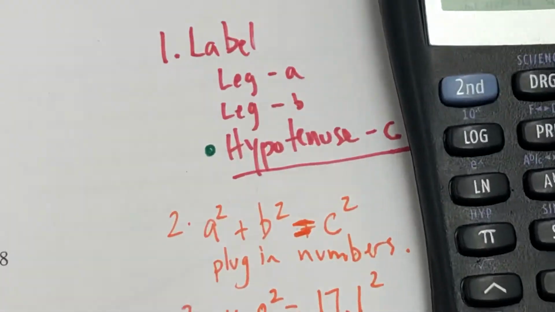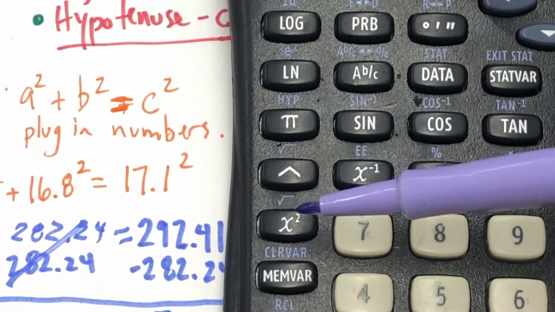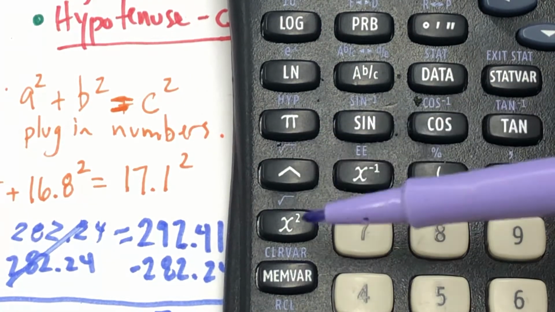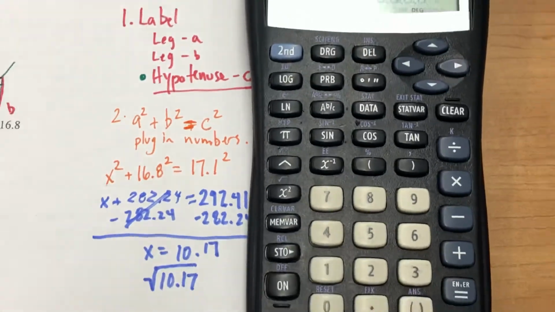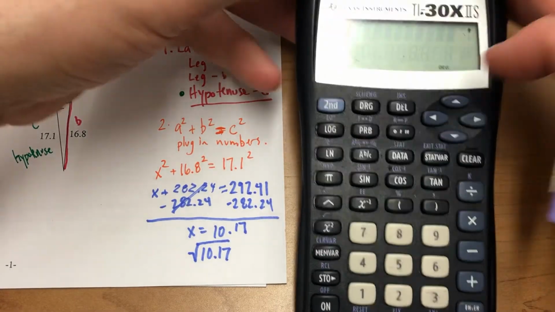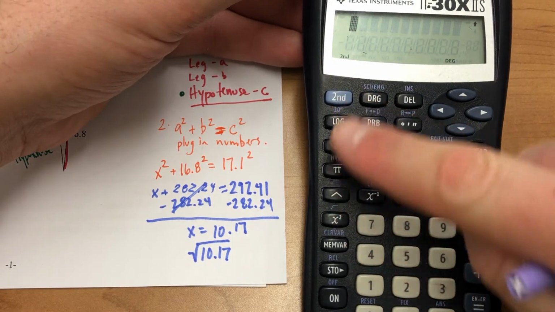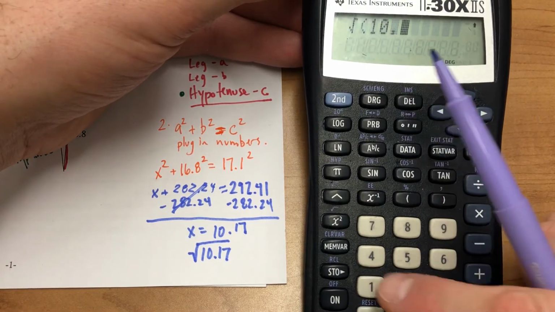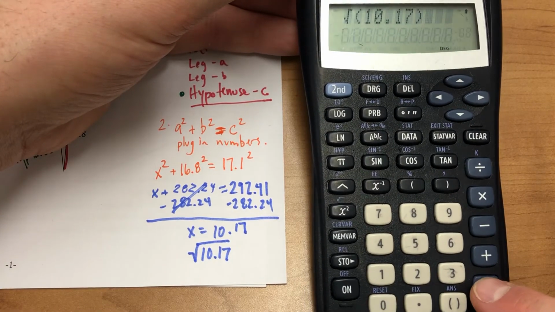Let me see if I can zoom in on my fancy camera here. It's just my phone. Okay, this square root right here. Don't worry about this other one, that's more complicated. We're using the blue square root above the x squared. So in order to do that, I hit the second button, the blue function, and then hit that x squared. So it's saying now the square root of 10.17. You can close parentheses, doesn't matter. Now I'm finding the square root.